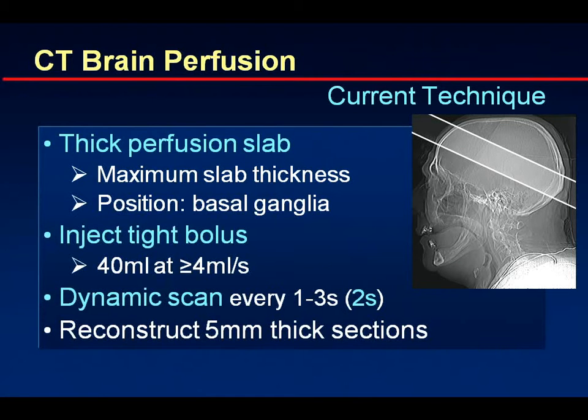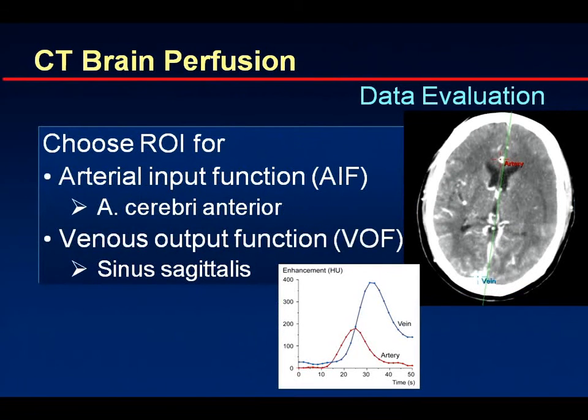You will inject a tight bolus, about 40 milliliters, at least 4 milliliters per second. Depending on your scanner and the program you use, you will have to inject faster. And even if you have a program that allows you to inject at these low rates, the faster you inject, the better the results. You do a dynamic scan every 1 to 3 seconds. We've decided on 2 seconds at the beginning and then less at the end. And we're reconstructing 5 millimeter thick sections for evaluation.